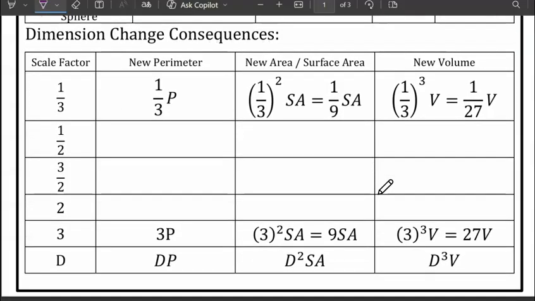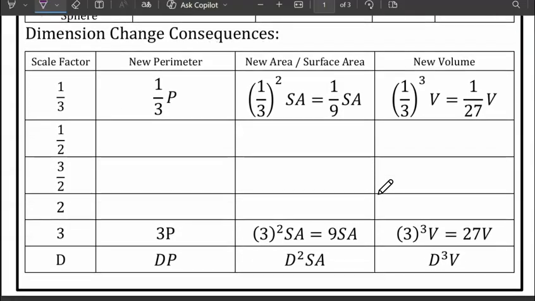Dimension change consequences. Will you change the dimensions by a specific scale factor? Your new perimeter will just be times that scale factor. However, if you find a new area, surface area, or volume, you'll need to do something further. Let's fill in the ones with the perimeters first.